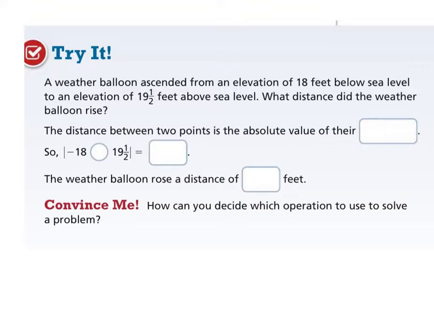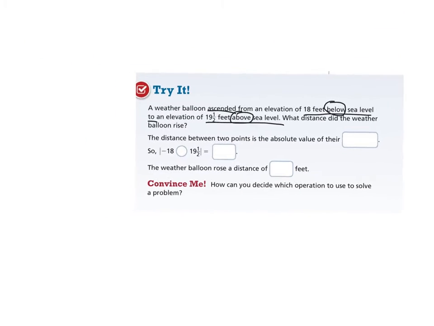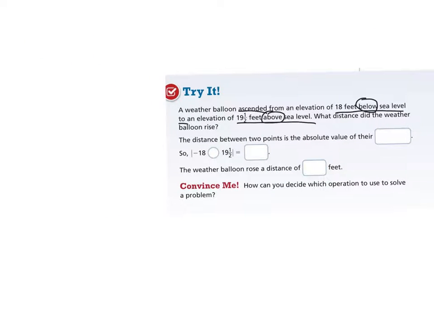So on the try it, a weather balloon ascended from an elevation of 18 feet below sea level to an elevation of 19.5 feet above sea level. What distance did the weather balloon rise? So we could just kind of draw a picture here if we wanted to. So it's starting out below sea level. Presumably there's no water there just because it's below sea level.